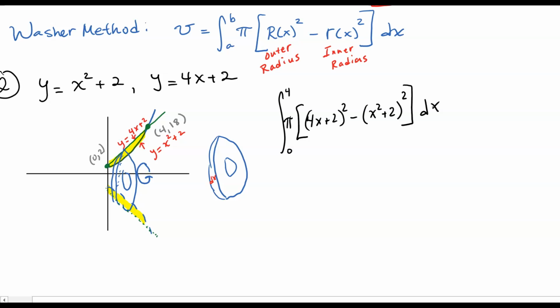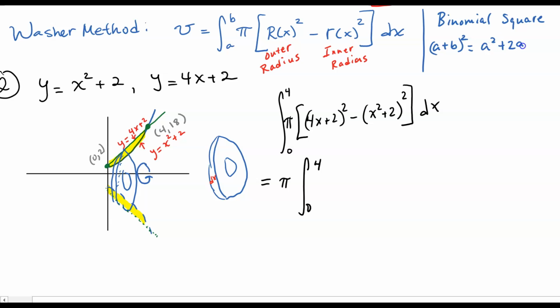Okay, so the first part of this is really just a bunch of algebra. So what I'm going to first do is factor out this pi. Again, we're going from 0 to 4. And we're going to do the binomial square. So let's write out that binomial square trick to the side. I've gone over this many times in previous videos and in my classes. It's a squared plus 2ab plus b squared. So keep that in mind because I'm going to zoom through this.